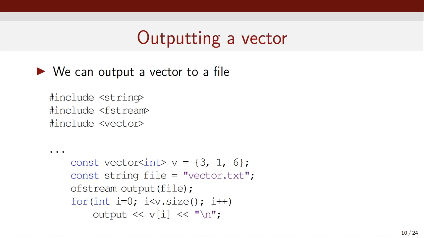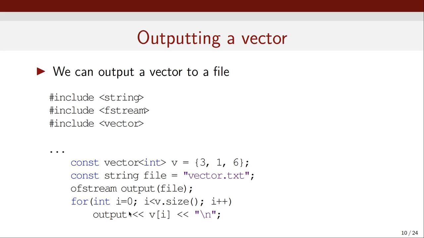Now, a lot of the time we may want to output data into a file, and the data may be stored in a vector. So let's discuss how we can output a vector to a file. So first of all, here we have to include the string, the file stream, and the vector header libraries. And then I can declare a constant vector of integers v with integers 3, 1, 6 in it. And then I can declare a string with the name file, and the string consists of this phrase vector.txt. And then I can declare an output file stream, and I can call it output and apply it to this string file that we just created.